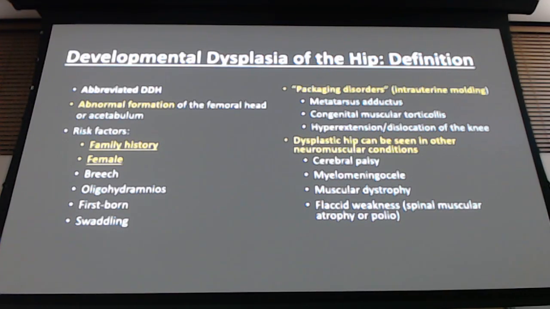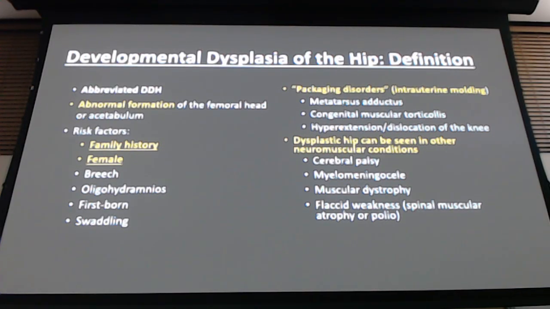I missed that one. But family history, female, and breech. Family history, female, and breech. PANTS question: female patient, some kind of complicated delivery, and there's a family history of DDH. Does the patient have DDH? Probably. Okay, read the answers, but that's what PANTS loves to ask.